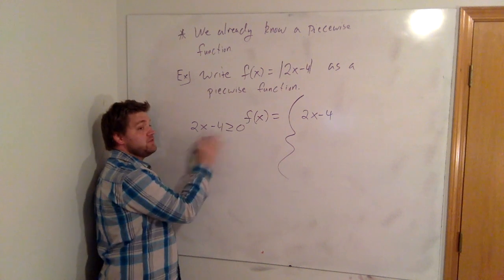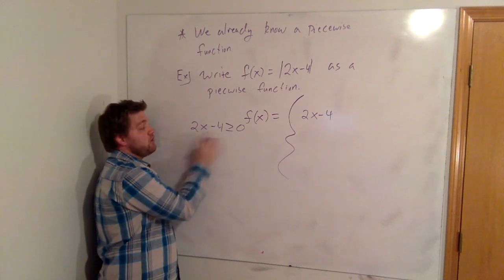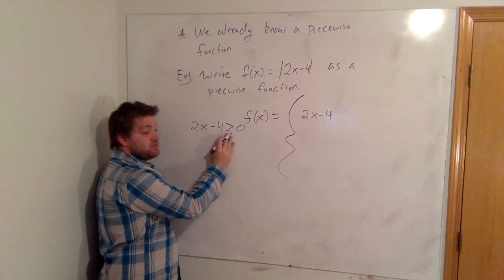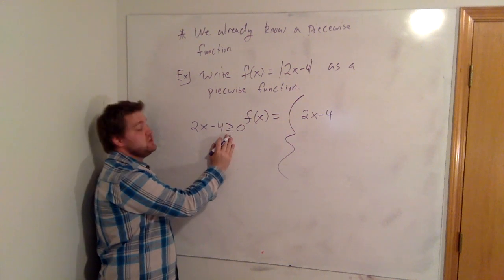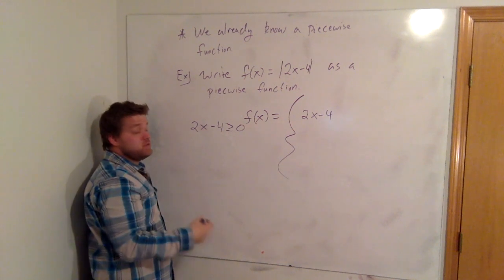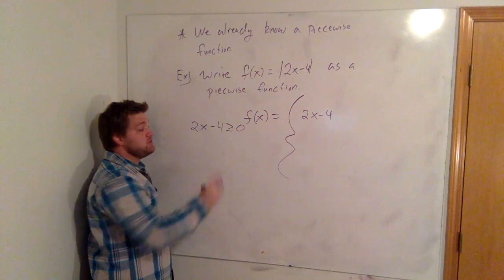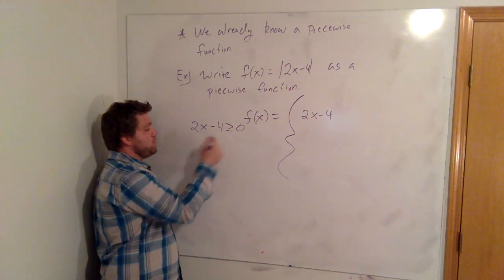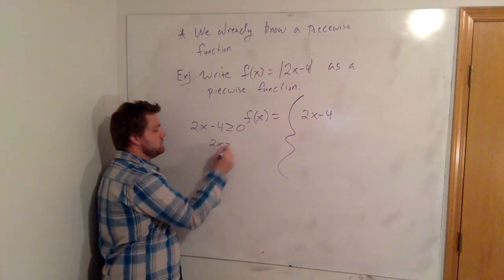So I need to solve this inequality. Recall when you solve an inequality, it's just like solving an equality, as if there was an equal sign there. You just have to remember, if you ever multiply or divide by a negative number, you've got to flip the sign. So how about we add 4 to both sides?